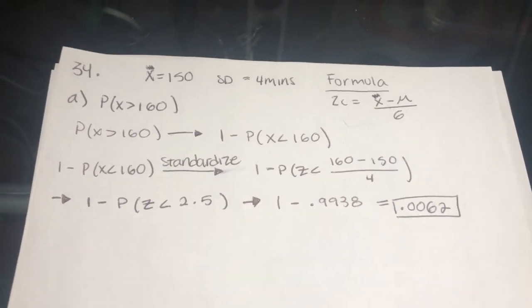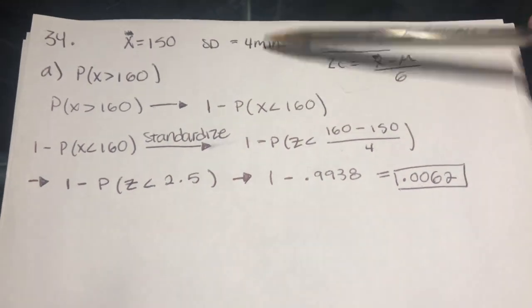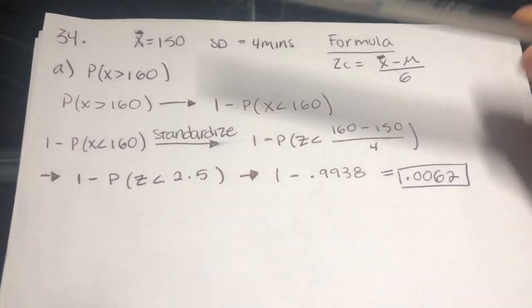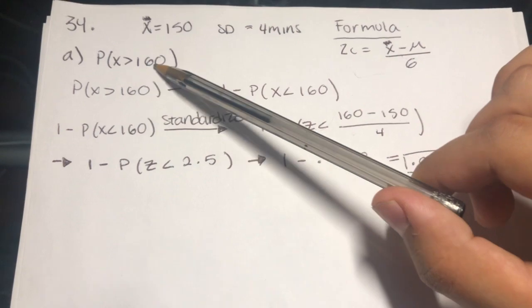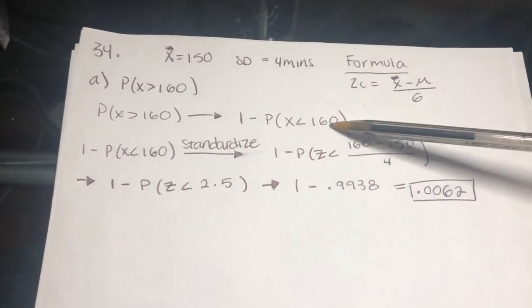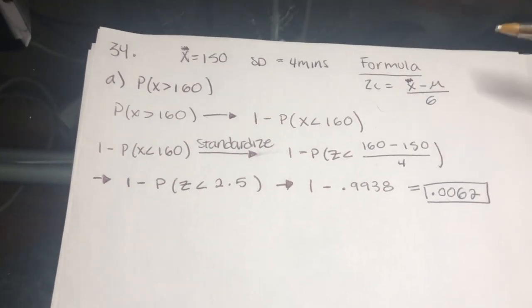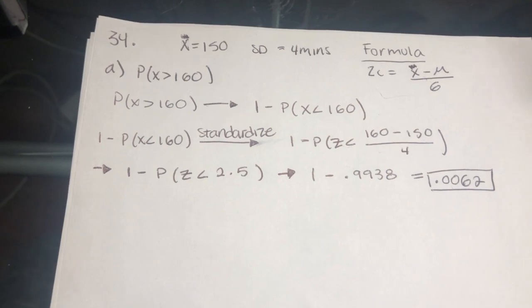Okay, so in problem 34, letter A, they're telling us that we have an x value of 150. We have a standard deviation of 4 minutes. And they're asking us for the probability that x is greater than 160. In this case, the only thing that we're going to use is a formula for z-score, which is our x value minus mu divided by sigma.